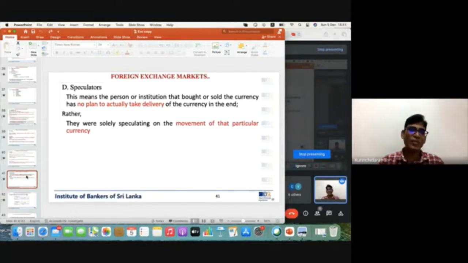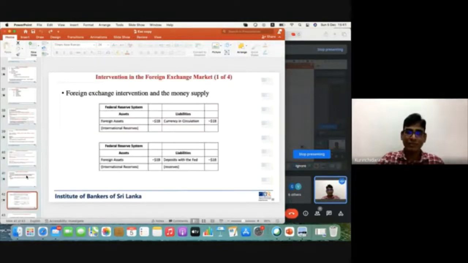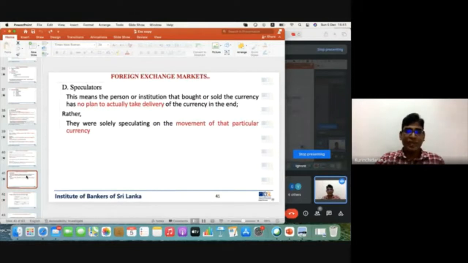right? So these four kinds of players we discussed: arbitrageurs, traders, hedgers, and speculators, right? In a foreign exchange market, the exchange rate can pass through these players and can be manipulated as well. That's what you should be able to understand, and the risk involved in this kind of transaction. Is that clear up to now?